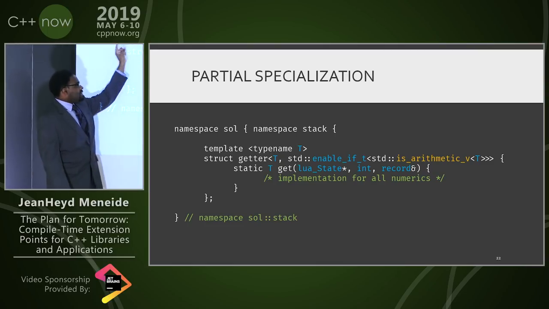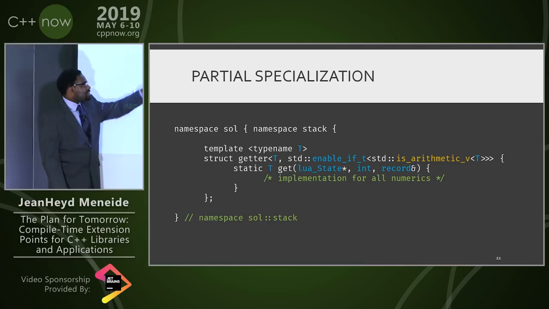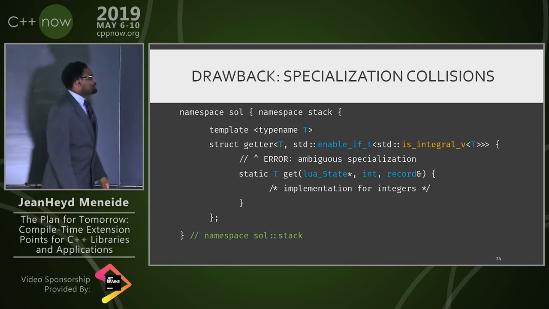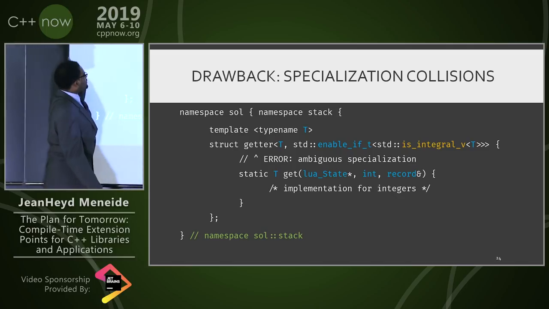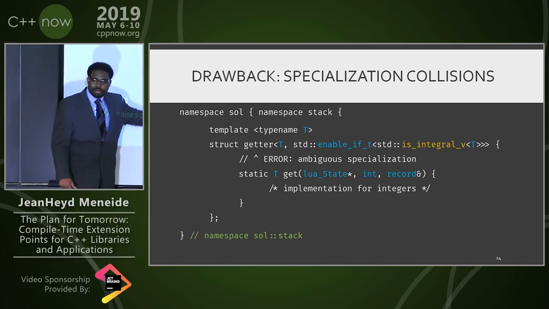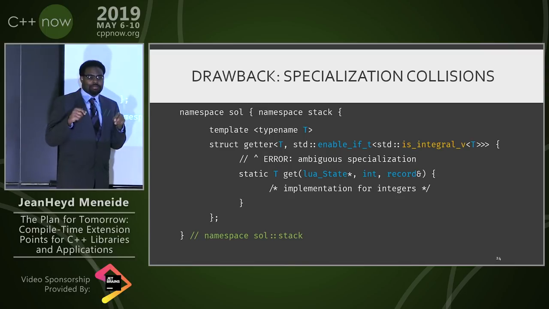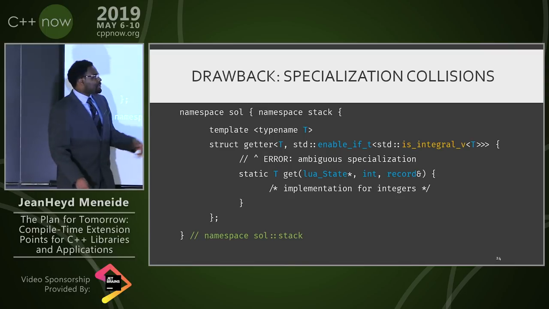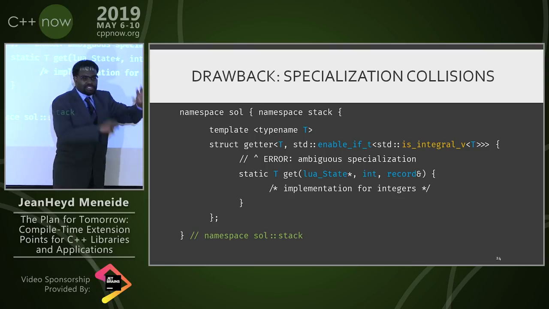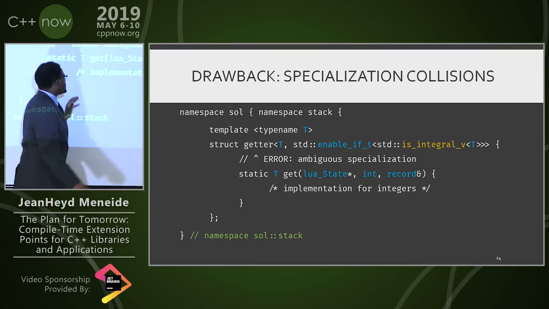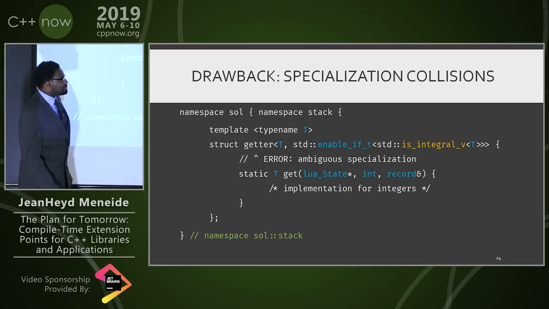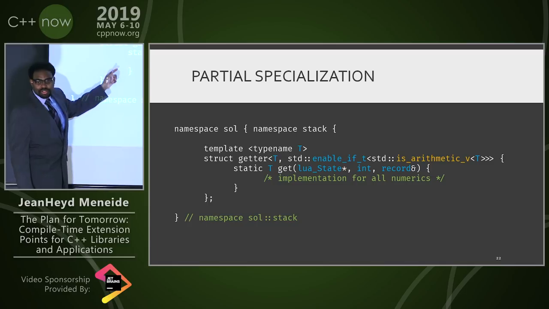And what I said is that if a user wants to do something special with their code, they would override this. And that led to problems, and I'll show you how. Let's say the user cracked open namespace sol stack, and they wanted to do something just for integral types. I have one that handles arithmetic types, and I do both doubles and integers. But they're like, oh no, I'll just do integers. And so they have this std enable if, and they use the same technique, the same partial specialization. But it's an error. It's ambiguous because it's clashing with this one.